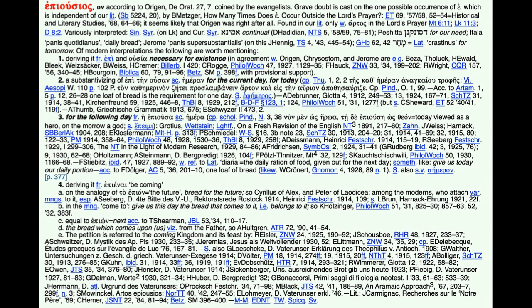But one view says it's derived from epi plus ousia, so things that are necessary for existence. Others would say, well, no, it comes from the substantiving of epi plus ten ousan hemeran, for the current day or today. Others will say, no, it's coming from he epiousa hemera, the following day. And others say, well, no, it's derived from epienai, to be coming, and therefore it's an analogy of epion, the future, so bread for the future.